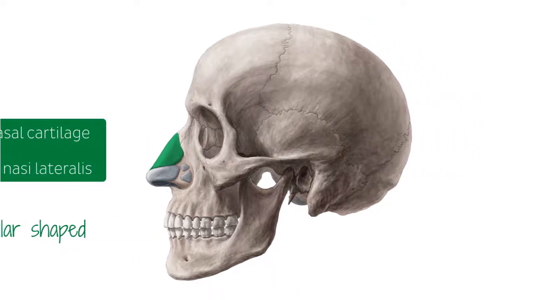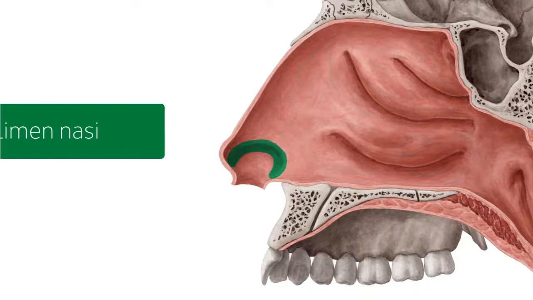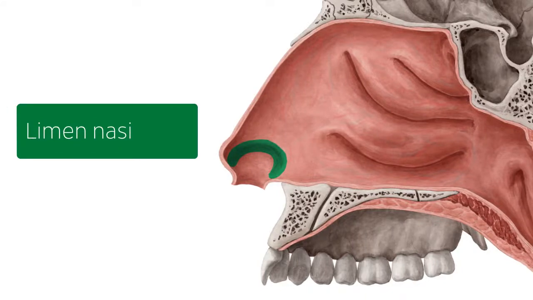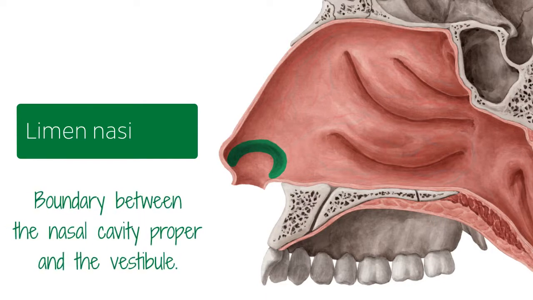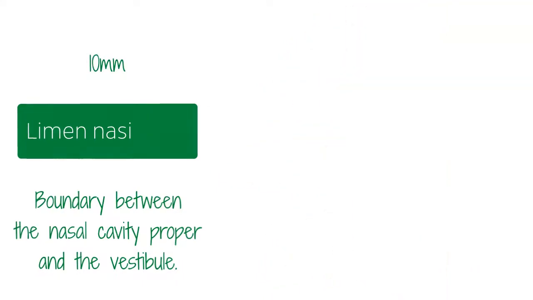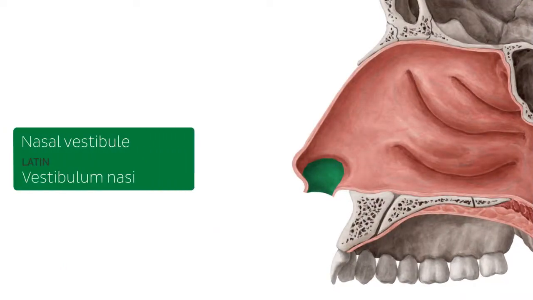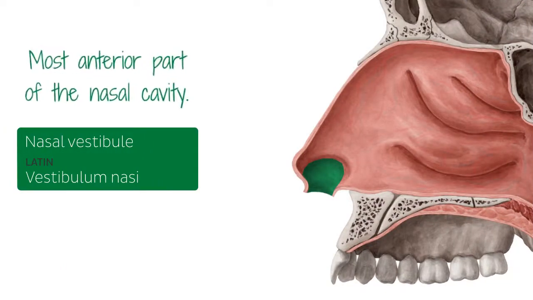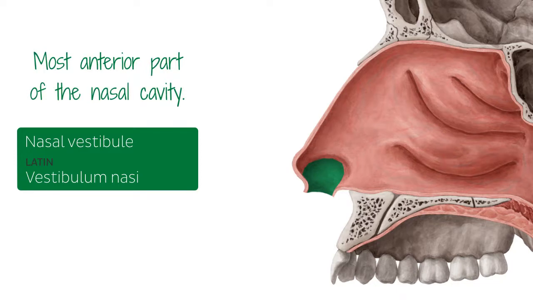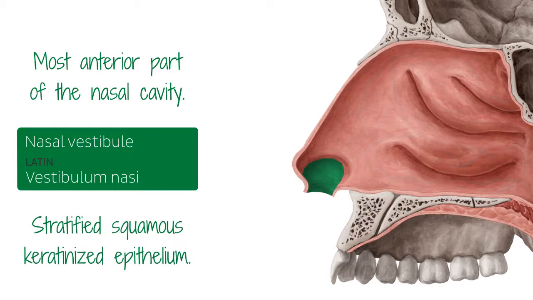The limen nasi is a mucous ridge formed by the margin of the alar cartilage. It is situated at the edge of the vestibule and is the boundary between the nasal cavity proper and the vestibule. The limen nasi is approximately 10 mm in length. Finally, here we can see the nasal vestibule. The nasal vestibule is the most anterior part of the nasal cavity, extending up to the limen nasi. It is lined by stratified squamous keratinized epithelium, unlike the nasal cavity proper, which is lined with respiratory epithelium.